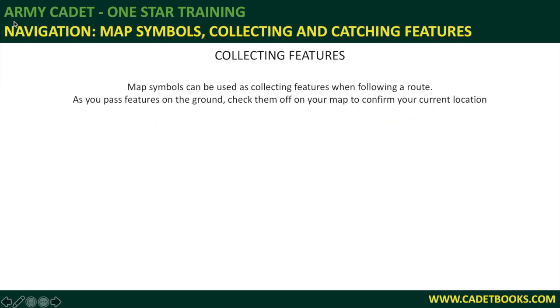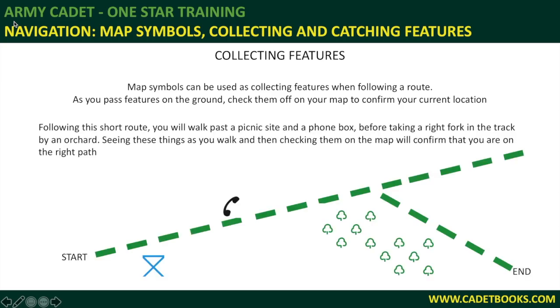Collecting features. Map symbols can be used as collecting features when following a route. As you pass features on the ground, check them off on your map to confirm your current location. Following this short route, you will walk past a picnic site and a phone box, before taking a right fork in the track by an orchard. Seeing these things as you walk and then checking them on the map will confirm that you're on the right path.